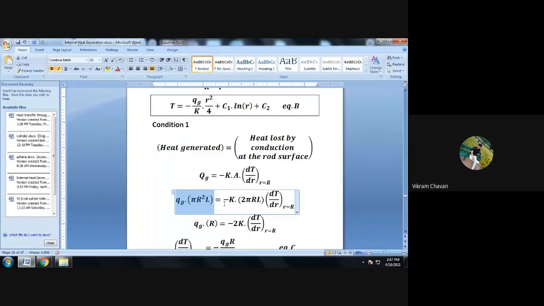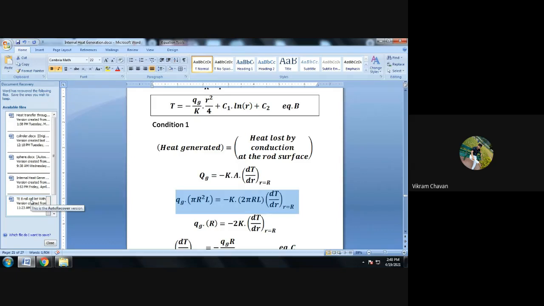Which is equal to minus k multiplied by the surface area of the rod, which is 2 pi r L. What is the equation of surface area of a rod? 2 pi r L, multiplied by differentiation of t with respect to r when small r is equal to capital R. Write down this equation.